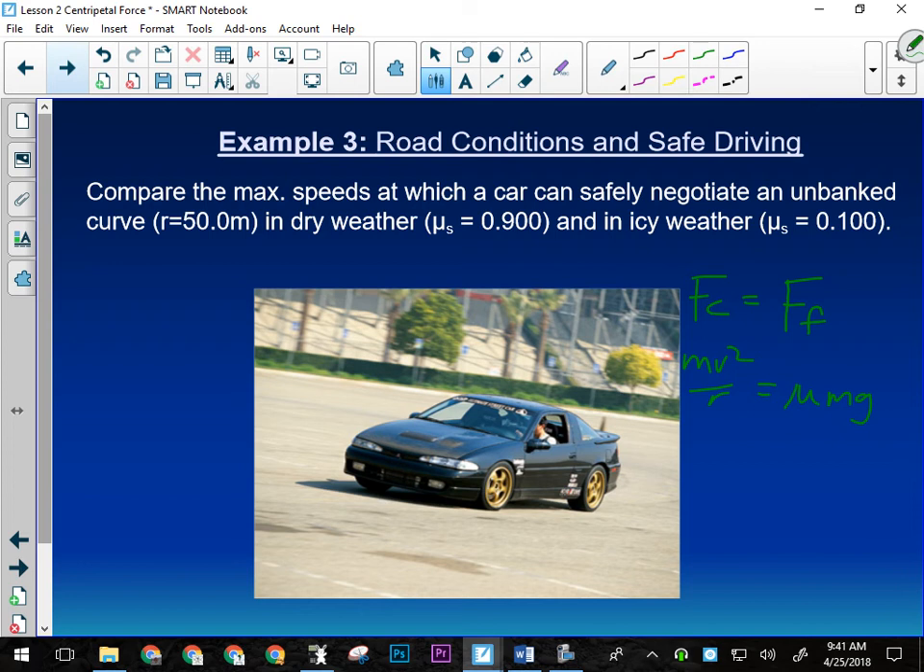So if you're driving a big cube van, it's not going to be very good. Whereas if you're driving something very small, low to the ground with all-wheel drive, probably a lot better. All right. So for this situation, we're going to calculate what the speed is.